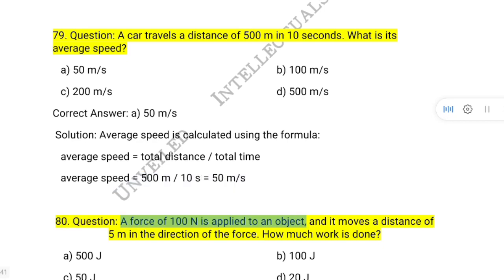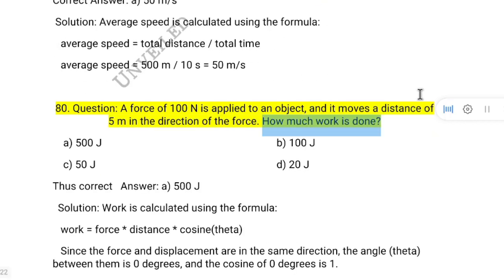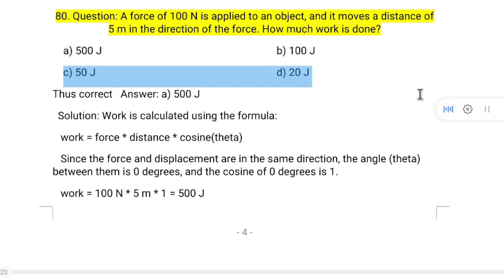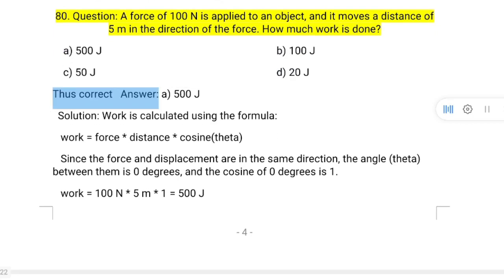80. Question. A force of 100 N is applied to an object, and it moves a distance of 5 meters in the direction of the force. How much work is done? A. 500 J. B. 100 J. C. 50 J. D. 20 J. The correct answer is A. 500 J.